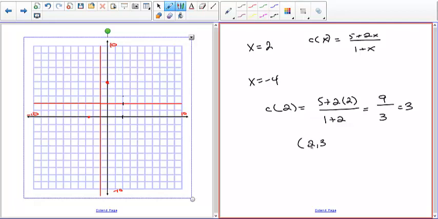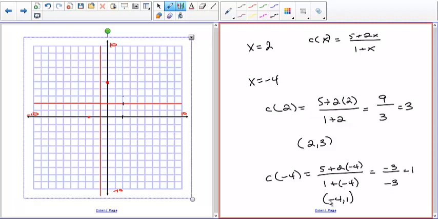So that's one additional point. And then I can do C of -4. So that's going to be 5 plus 2 times -4 over 1 plus -4. So I've got -8 plus 5, which is -3. And 1 plus -4 is -3. So I get 1. So the point here is -4 comma 1. So let's plot those numbers.